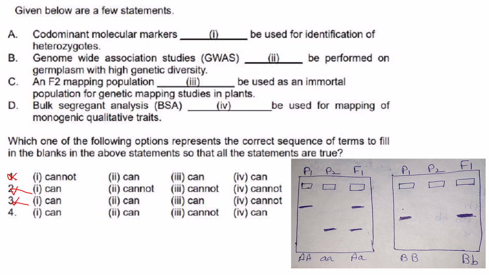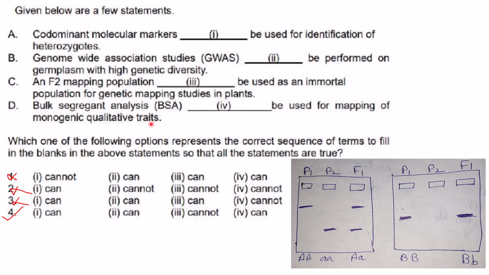So what is left out? Option 4 will be the answer. Now we will see. Bulk segregant analysis can be used for mapping of monogenic qualitative traits. Now what is this bulk segregant analysis? It is also used to identify genetic markers linked to a specific trait of interest.